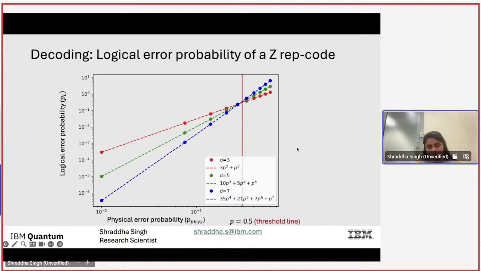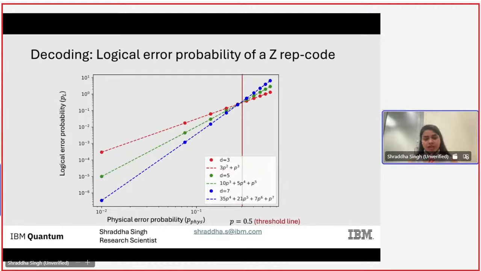Now you can see that there is some sort of phase transition here. That means before this line, if P is lower than 0.5, then a 7-bit error correcting code has a lower logical error value compared to a 5-bit error correcting code, and the 5-bit error correcting code performs better than a 3-qubit error correcting code. But after this line, the behavior is reversed. That means the longer your string is, the worse your error correction performance. And that is actually expected. This phase transition is expected because when you take more and more qubits, you are introducing more ways of having errors.